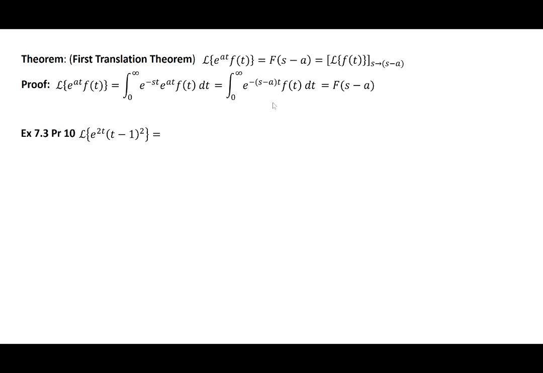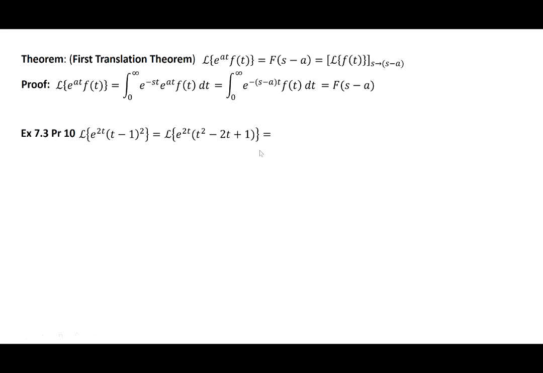Well, can we figure out a immediately? e to the 2t times (t minus 1) squared. Yeah, a is 2. f of t is (t minus 1) squared, right? So according to this, what should we do? We need to find Laplace of f of t, that is Laplace of (t minus 1) squared, and then apply a shift, s replaced by s minus a, which happens to be s minus 2, right?